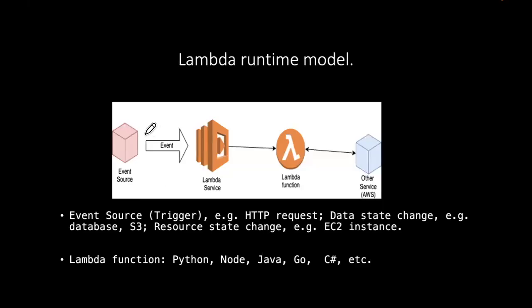So this is just a visual representation of the runtime. We've got some sort of source of our event. We've got the Lambda service, and we've got our Lambda function, okay? So there are the three actors, if you like, in the execution of our Lambda function. So this is the thing that we write. We code this.